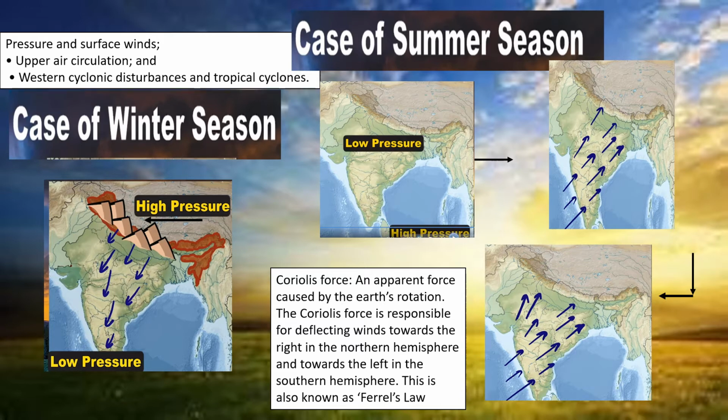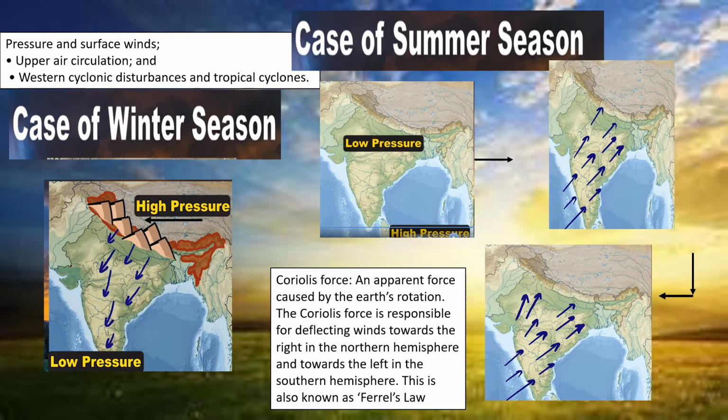What happens in summer season? In summer season, the land creates low pressure and the water or the oceans have high pressure. So the wind blows from high pressure to low pressure. So when the wind blows from high pressure to low pressure, it carries moisture and automatically it ends in giving rainfall to the places in India, especially the coastal region.